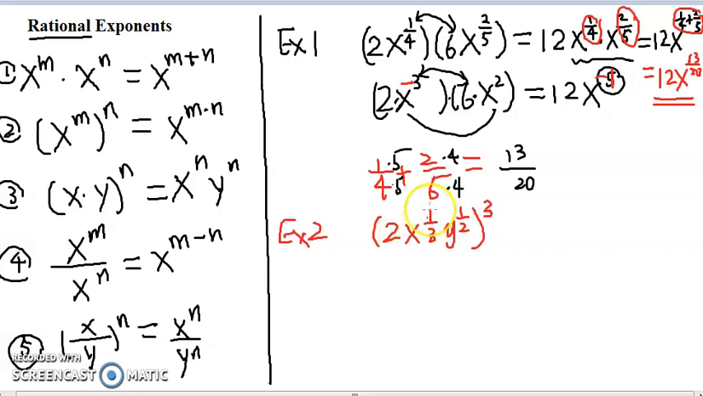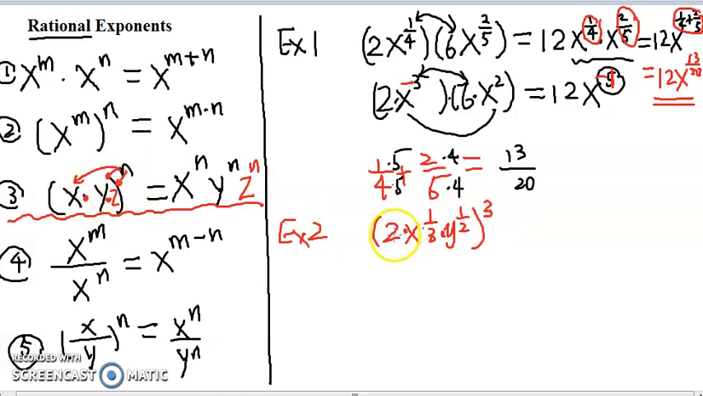We raise 2x to the 1/3, y to the 1/2, to the 3rd. By looking at the formulas, we can see that the third formula will work on this, because in the base we have multiplication: 2 times x to the 1/3 times y to the 1/2. Although the formula only has 2 factors in the base, it also works if you have another one. Let's say we have a z, you can just put a z to the nth. So when we have multiplication in the base, no matter how many factors we're multiplying, we can distribute the exponent to each factor.